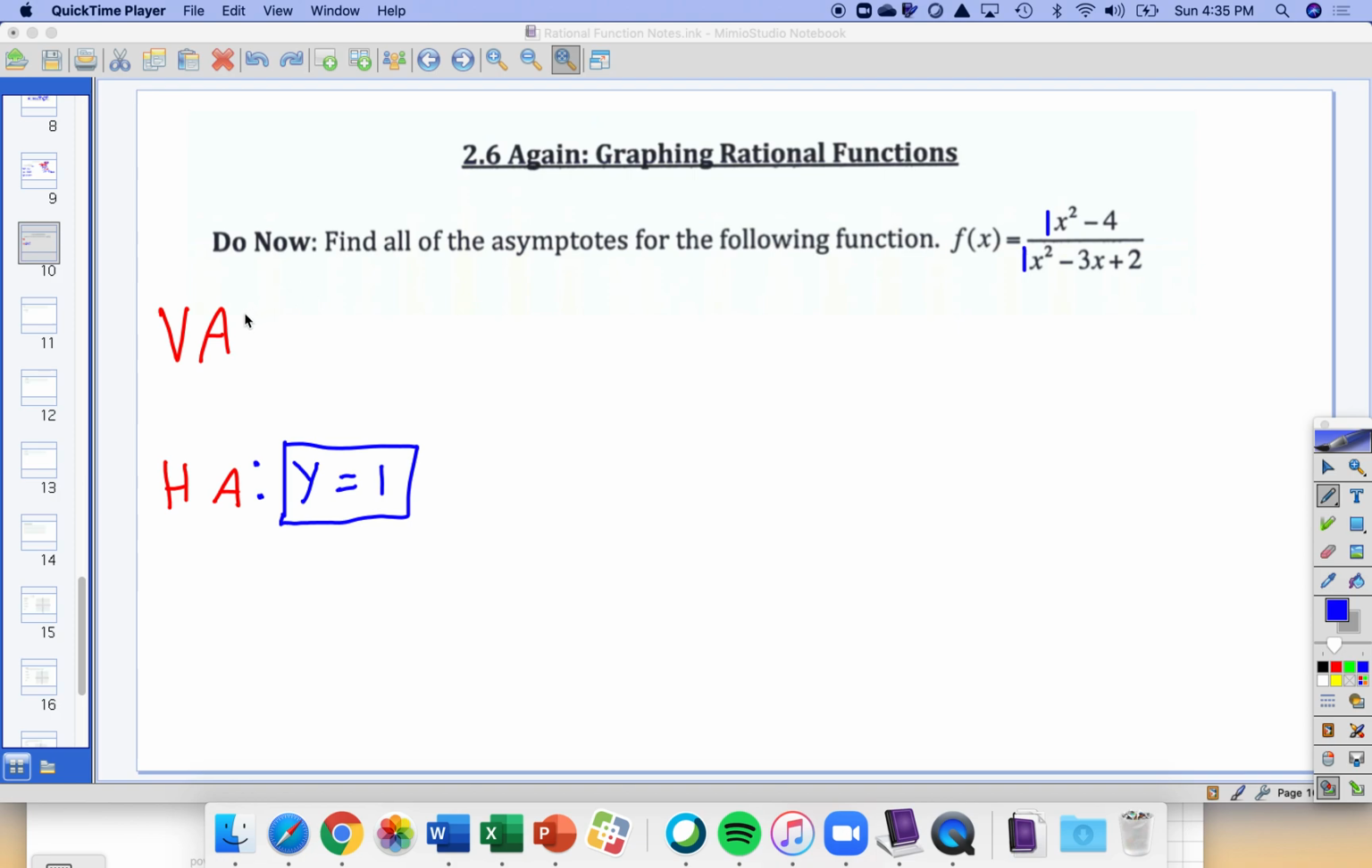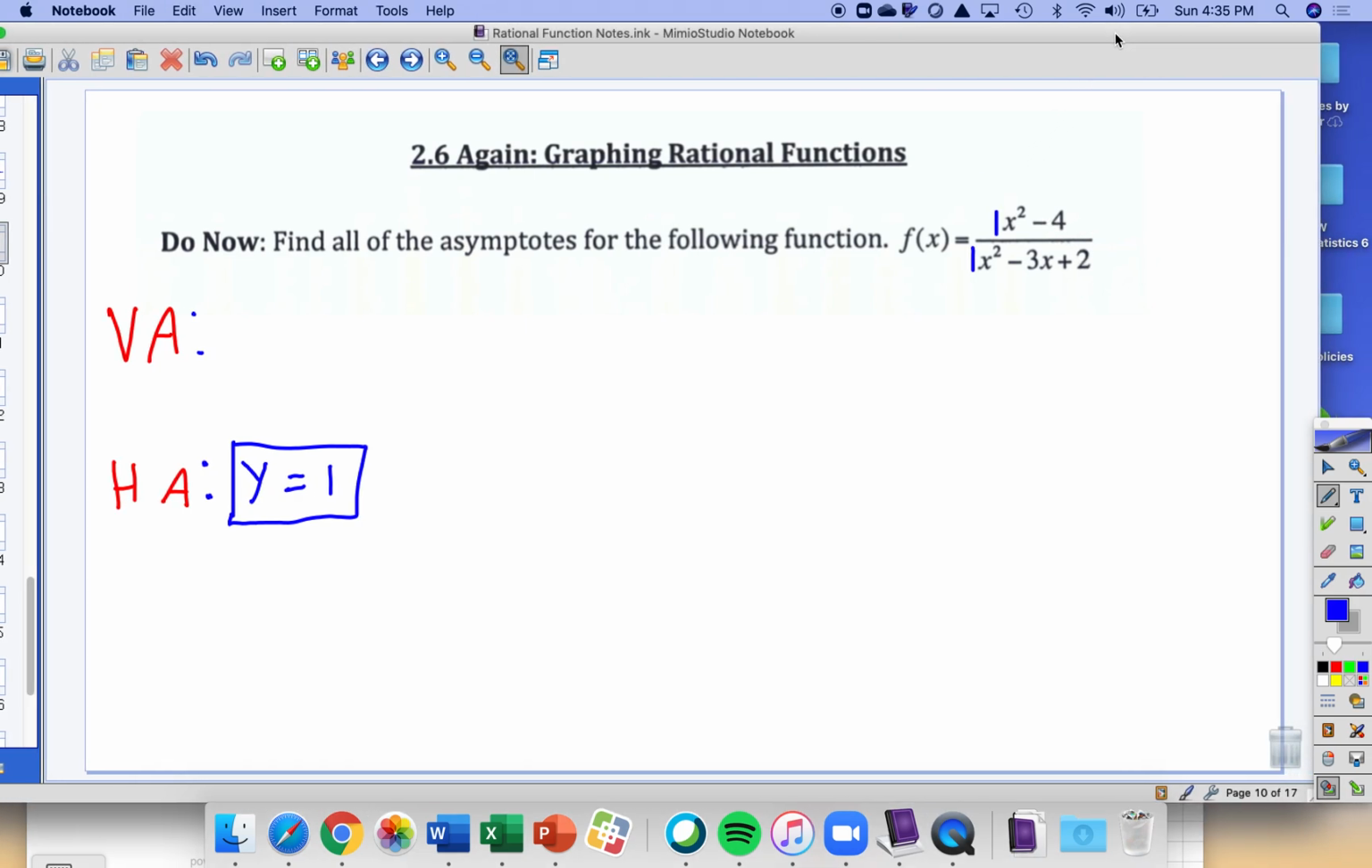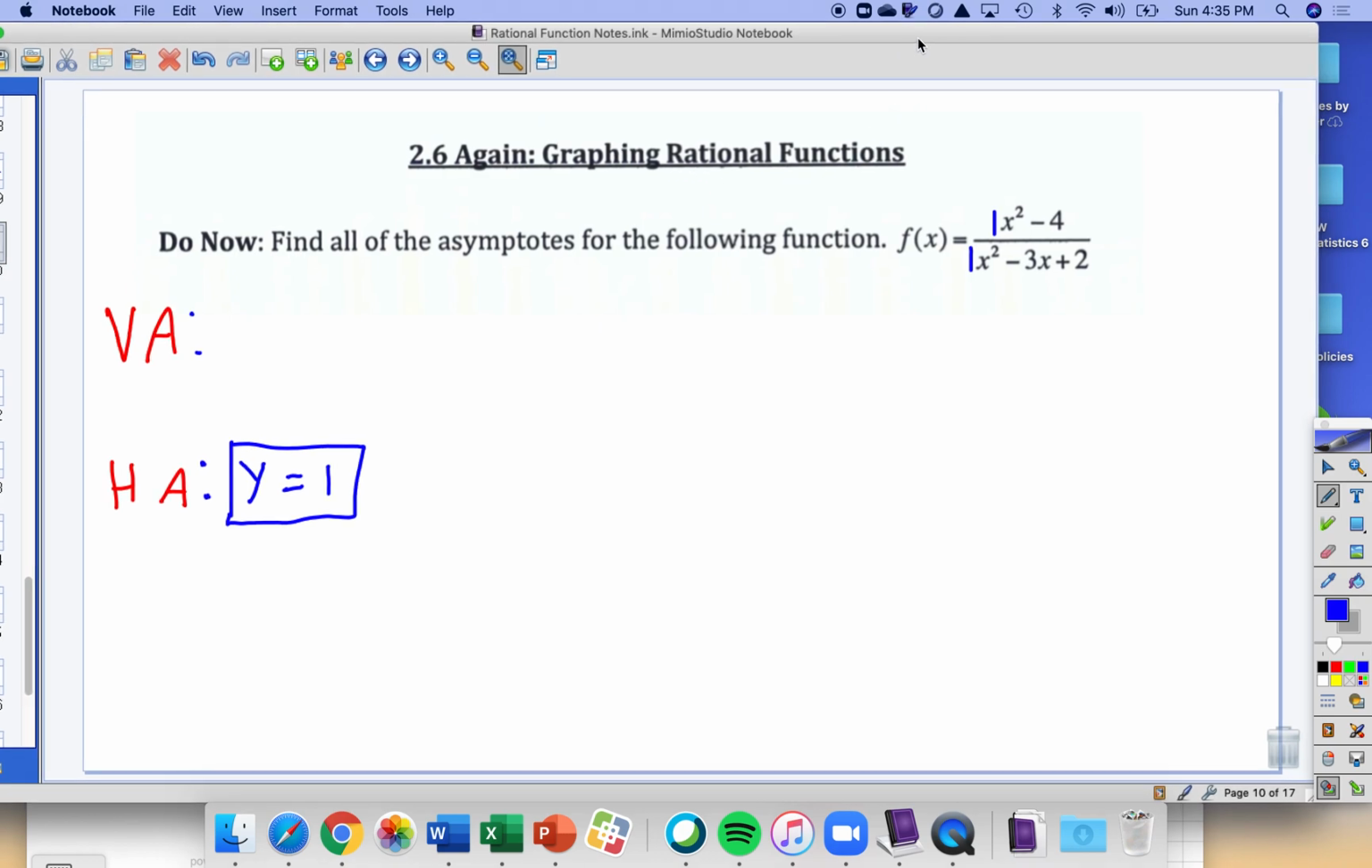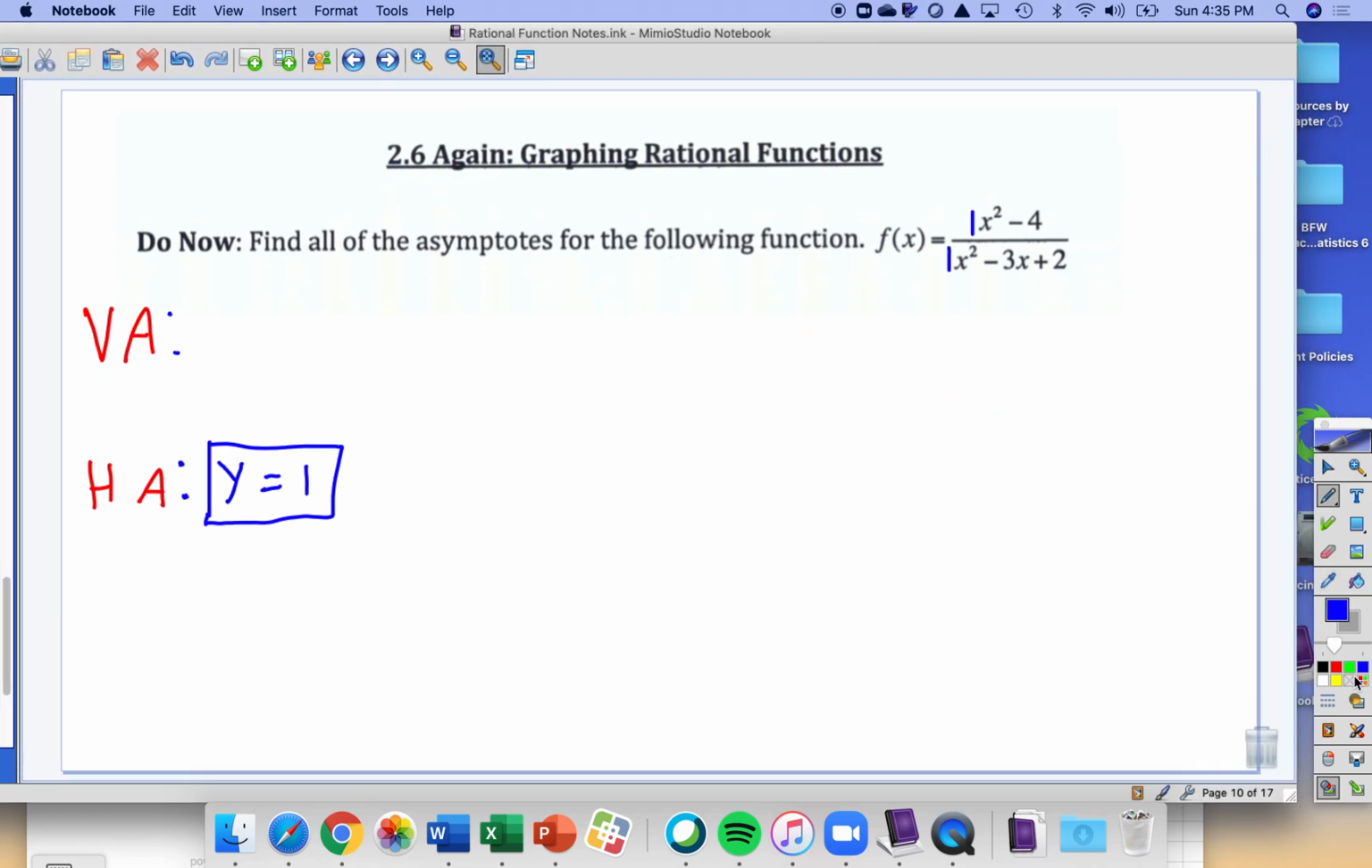Vertical asymptotes. Up to this point, you know to set your denominator equal to 0 because you can't have a 0 in your denominator, and that is where you would find your vertical asymptotes. There are some scenarios where you have to do a little bit more work. Here is one of those scenarios. What I'm going to do is, just for fun, factor both the top and the bottom. I have x minus 2 times x plus 2 on top, and on the bottom, I get x minus 2 times x minus 1.